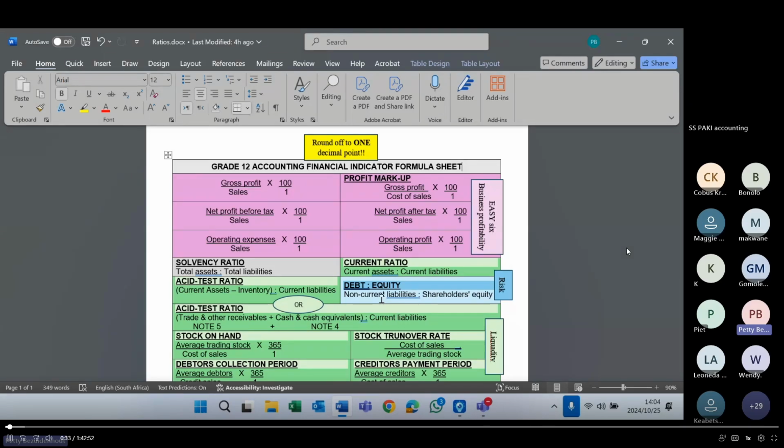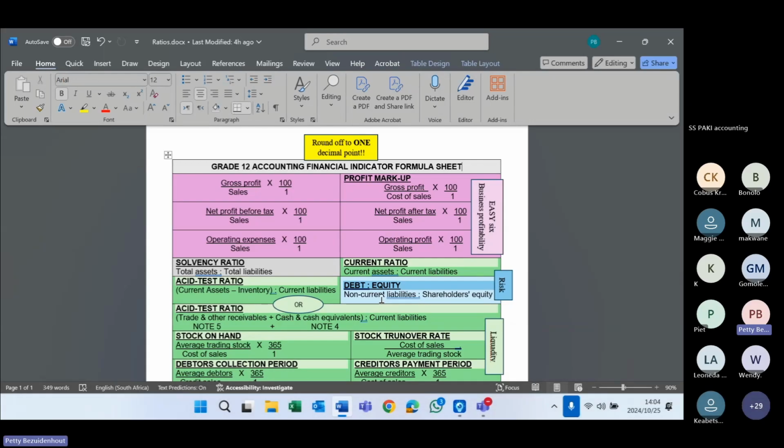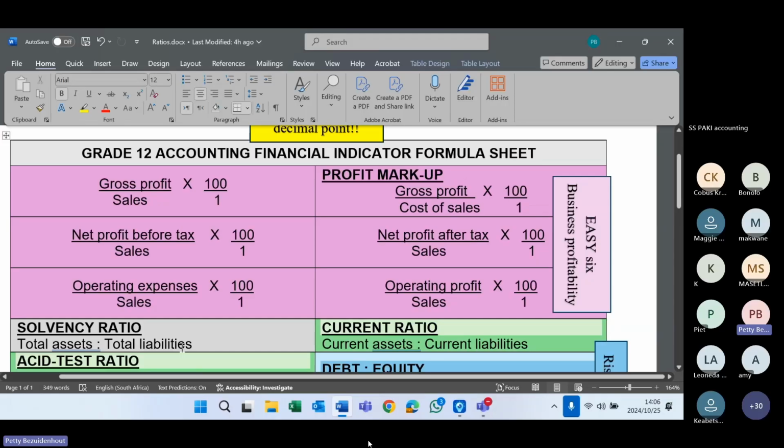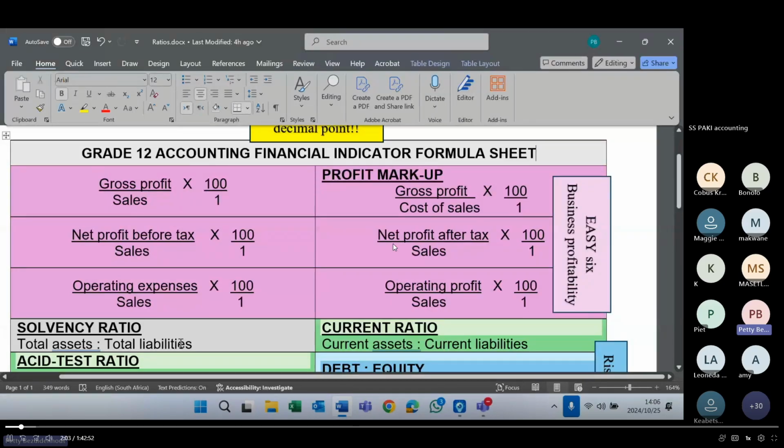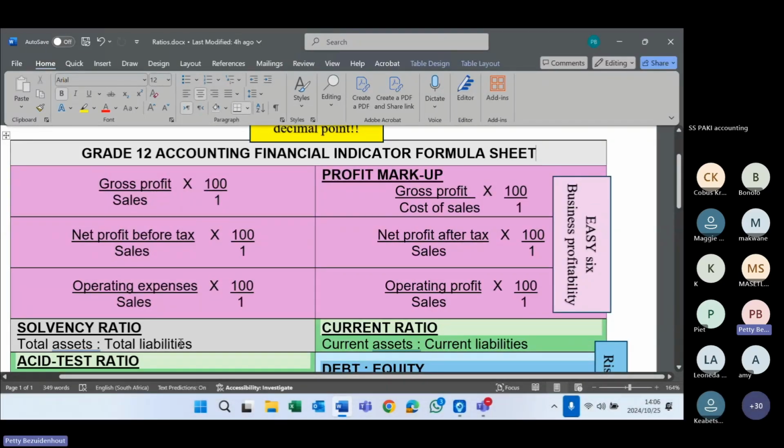All right, I've color coded this and I've sent it also to Mr. Fouchier. The solvency ratio is rarely asked, but it can be. So remember that's your total assets and total liabilities. But don't confuse this with the balance sheet. It's without your shareholders' equity. It's the total assets and the total liabilities.